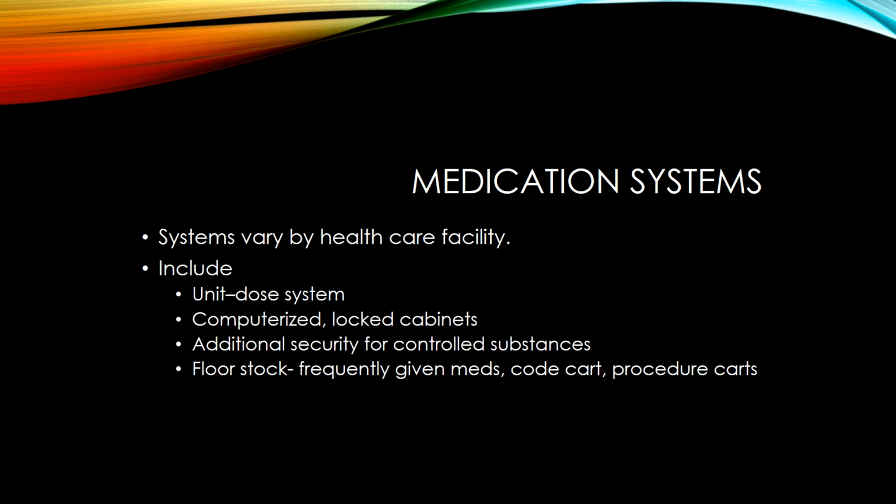Okay, medication systems. We have various types out there. There's unit dose systems, where, if you've got a 10 milligram dose of a certain medication ordered, then that's what you're going to be provided with. So it's a unit dose. We have computerized locked cabinets. We have security for controlled substances. We have floor stock that's available to provide given medications that are frequently administered.